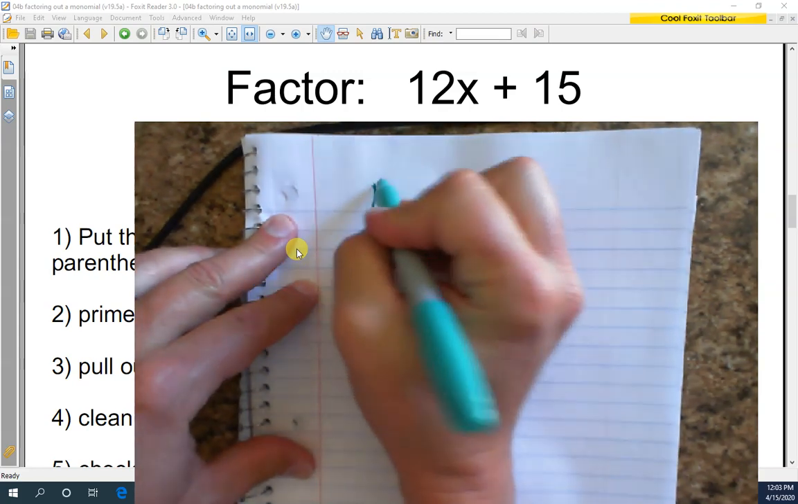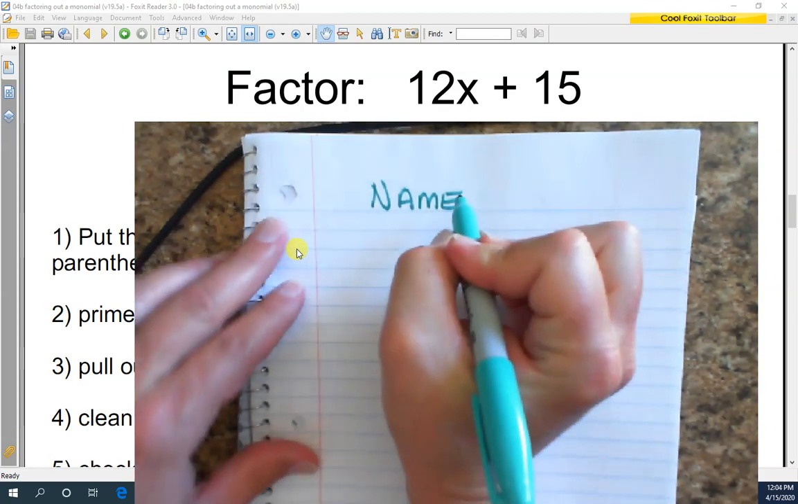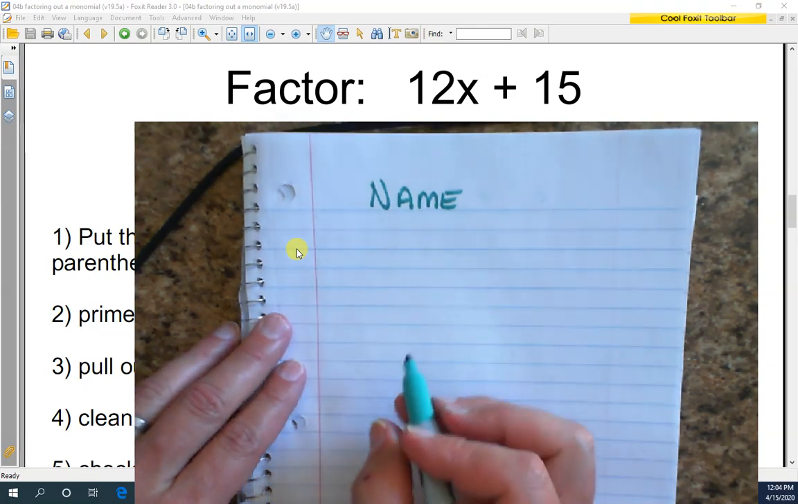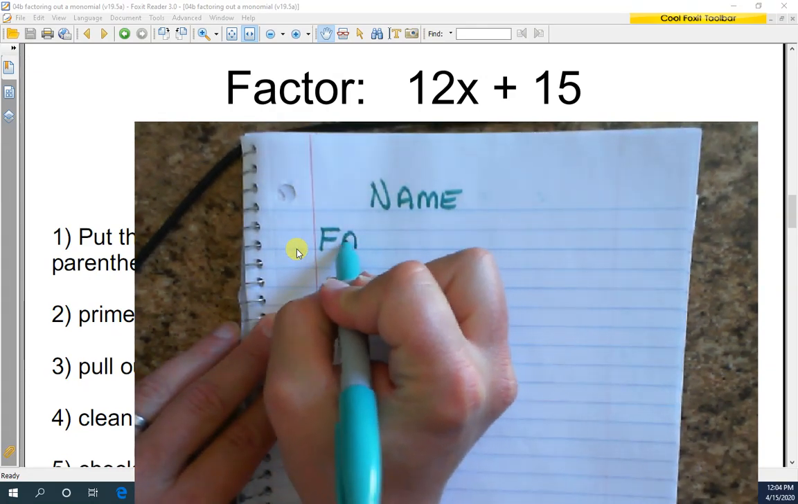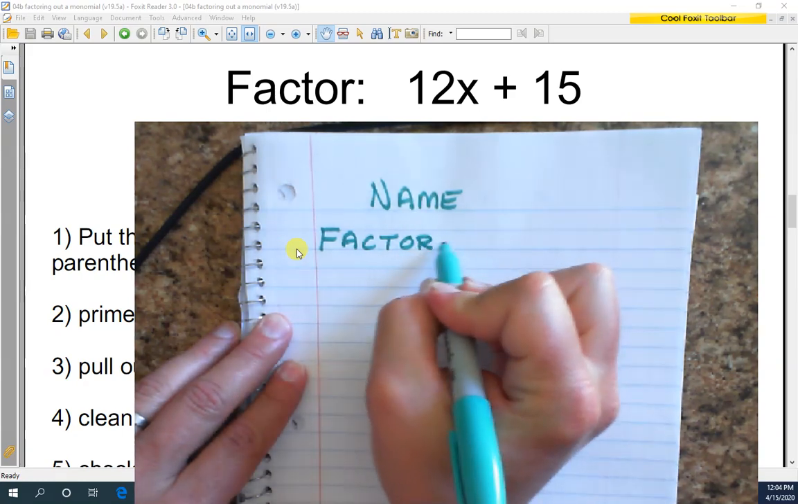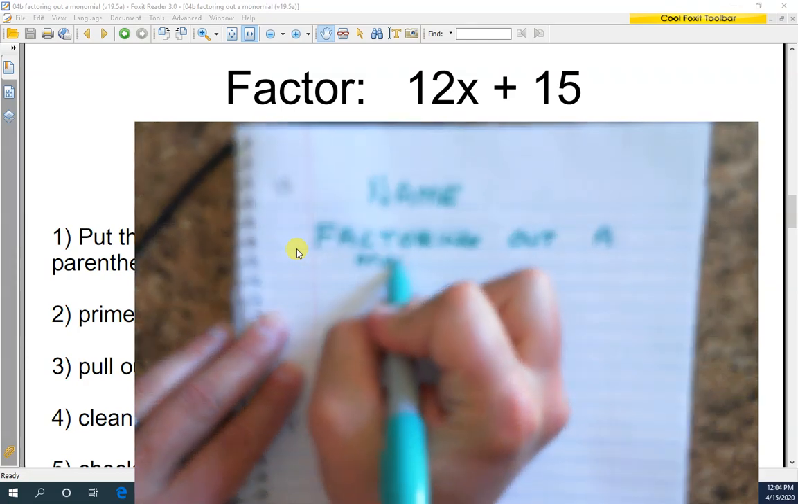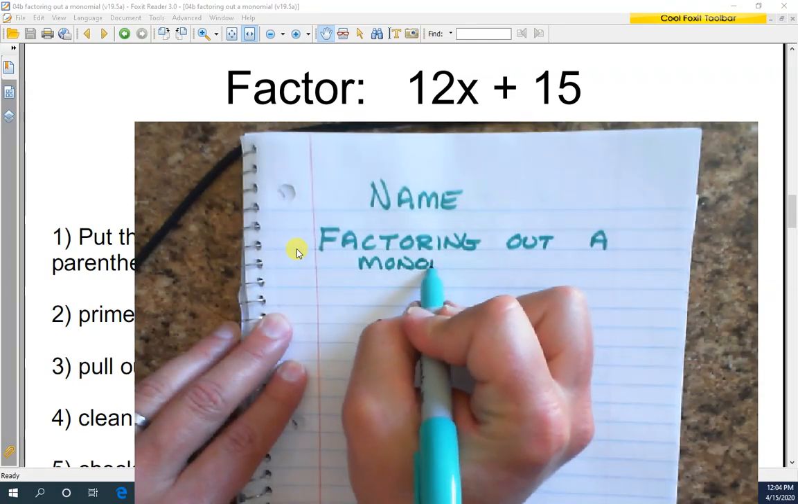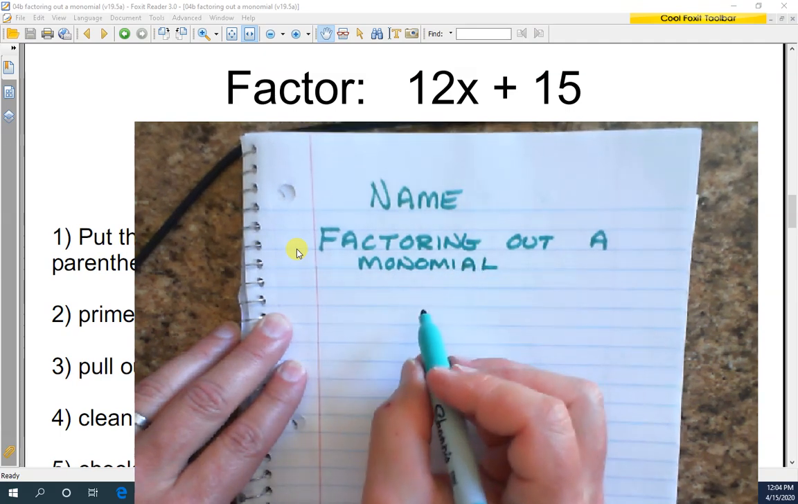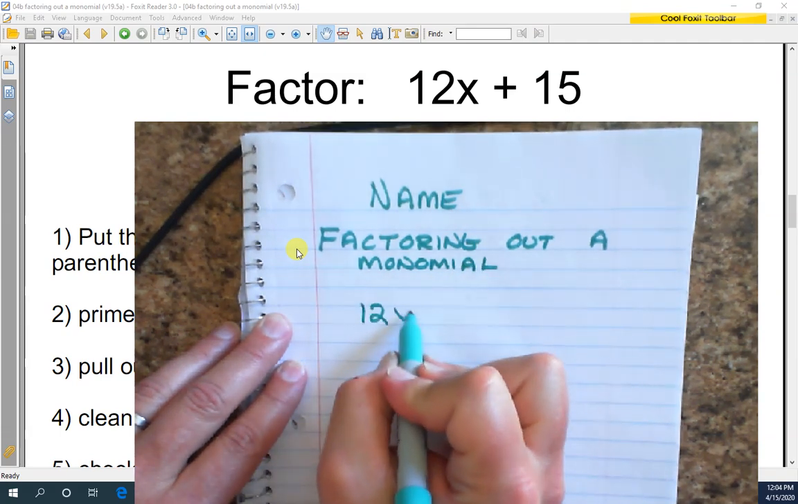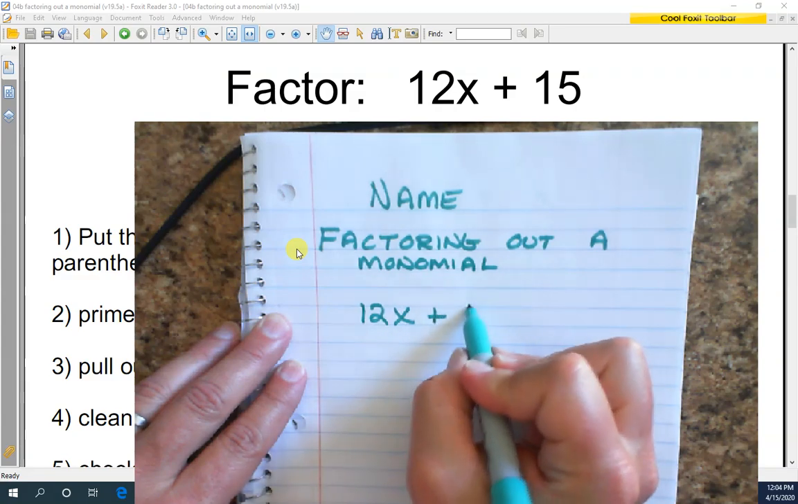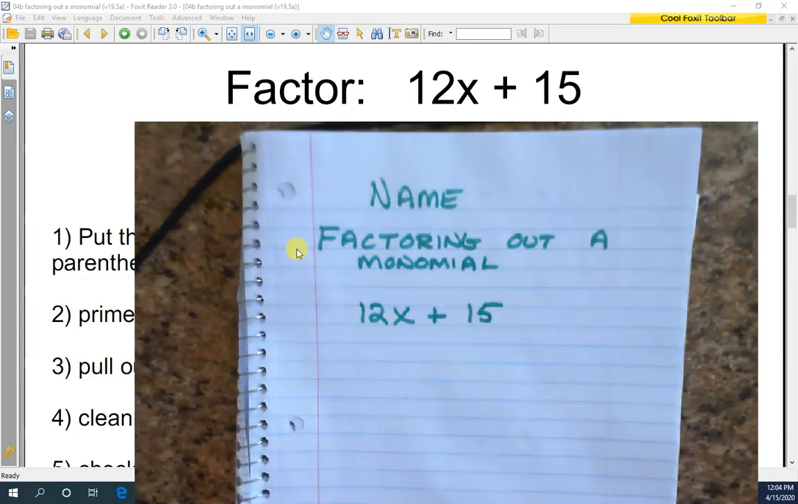Here we go, in our notes. Start with your name. And our title is Factoring Out a Monomial. And we are going to factor 12x plus 15. It's going to start with prime factoring. We are going to lay out all the parts and pieces that make this thing up.